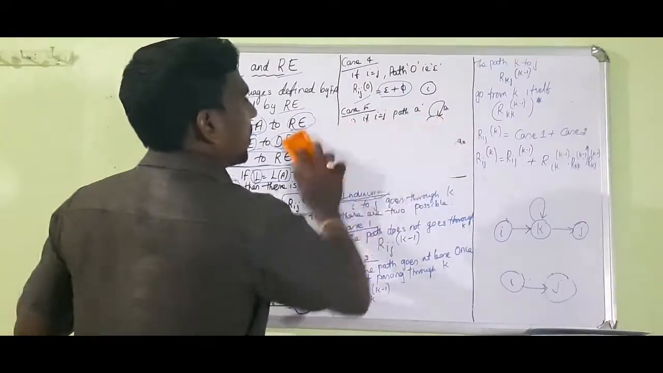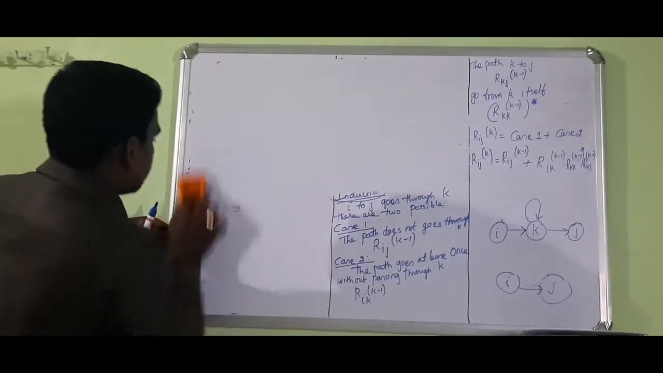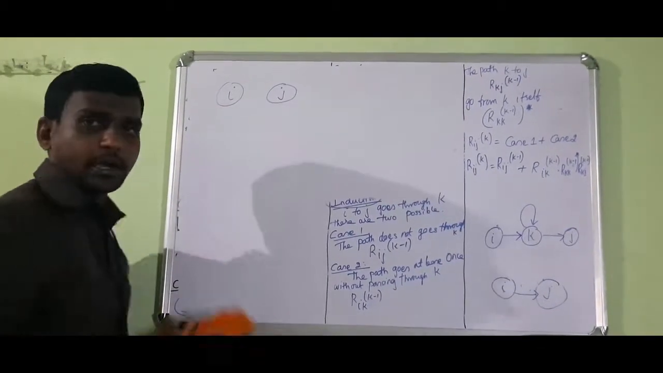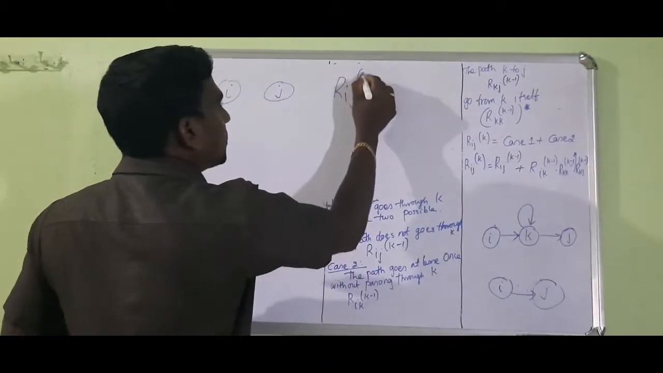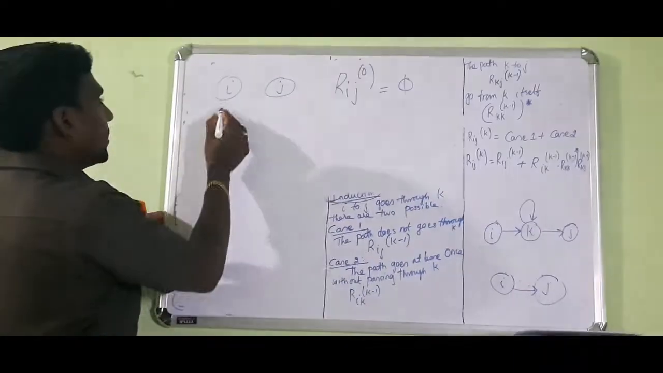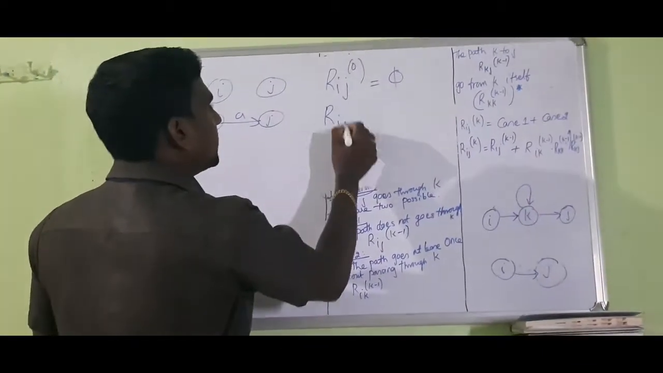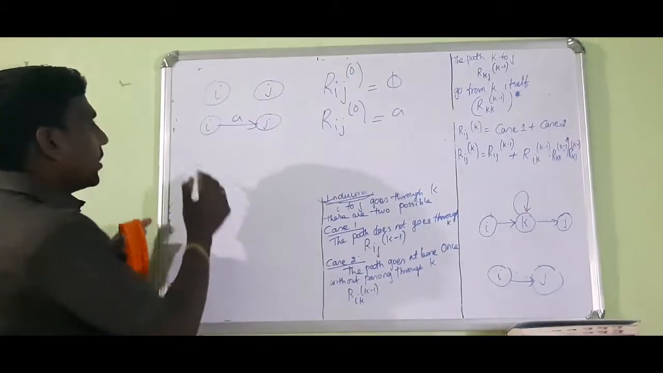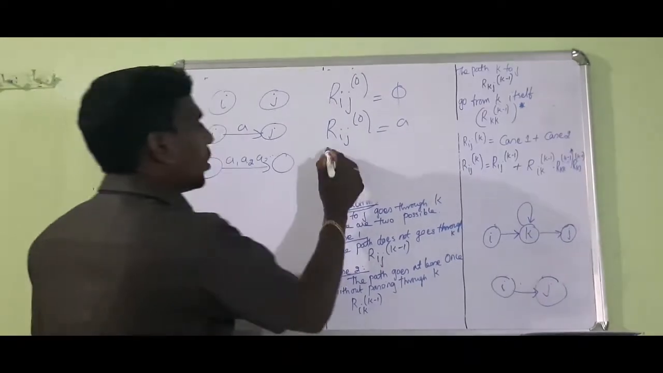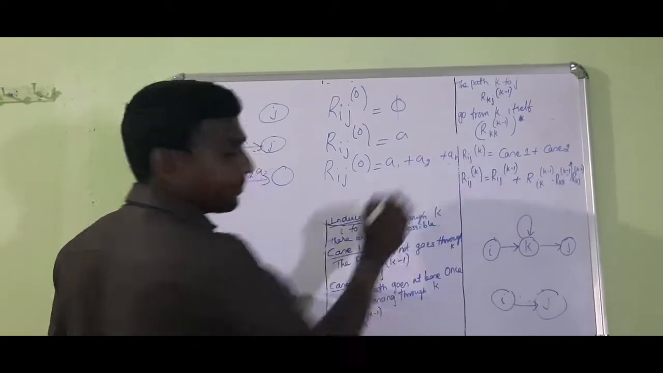So see, simply I will explain the same thing. If there are two states, i and j, but there is no transition, how will I define it? Rij power 0 equals phi. If you see this diagram, you should be able to tell the regular expression. If there are two states i and j and it reads an input a, Rij power 0 equals a. If it reads many inputs a1, a2, a3 and so on, Rij power 0 equals a1 plus a2 plus ... plus ak. Can you understand?